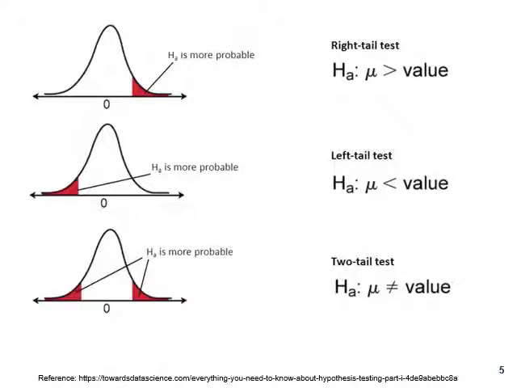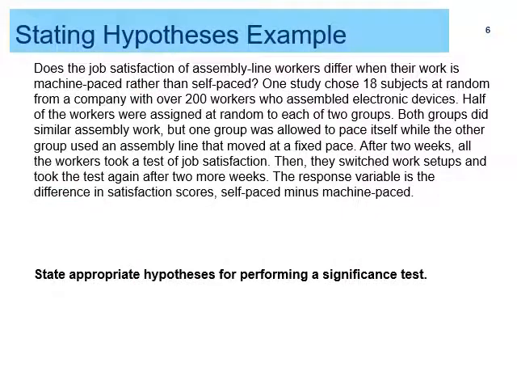Here in the given examples, we can see when the alternative hypothesis states that the population parameter mu is either greater than or smaller than the given value, then it is a one-sided test. But when it states that mu is not equal to a given value, then it is a two-sided test. So here is an example.